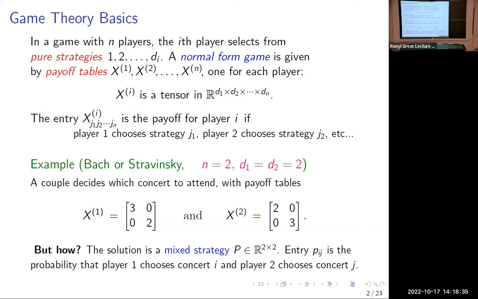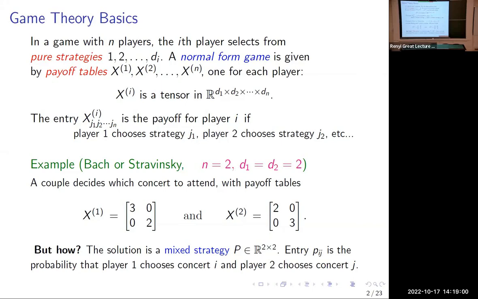So the payoff tables here are 2 by 2 tensors, that is to say 2 by 2 matrices. The first person has a slight preference for Bach. The second person has a slight preference for Stravinsky. So the game is given by these 2 matrices. A 2-player game is given by 2 matrices. An n-person game is given by n tensors.